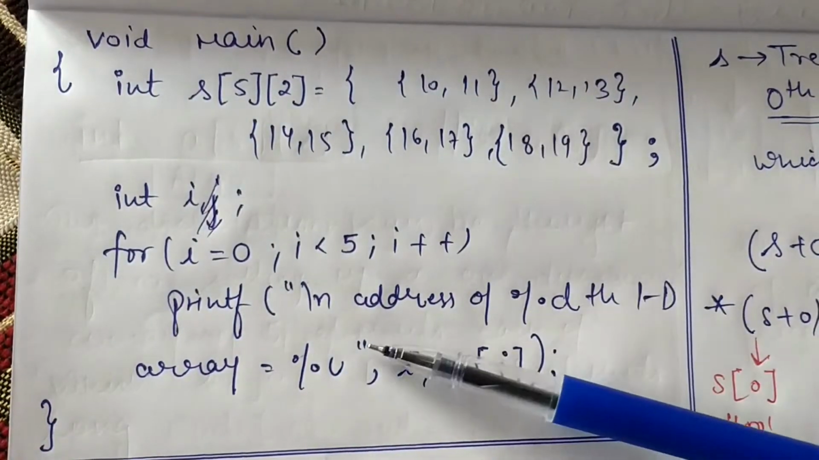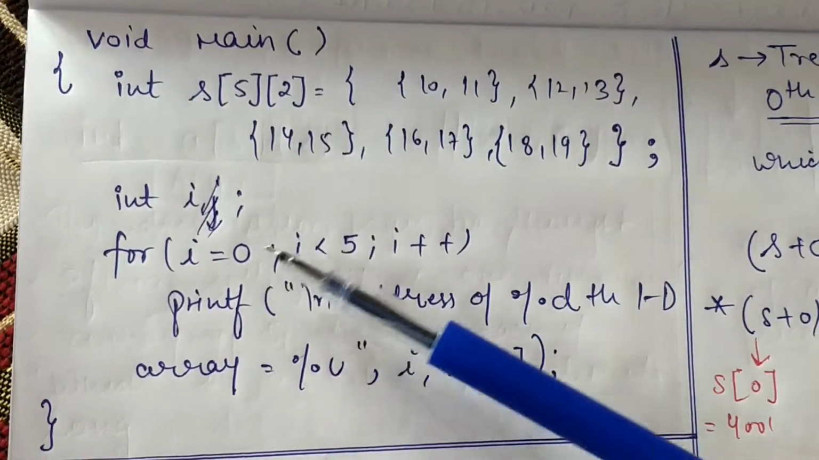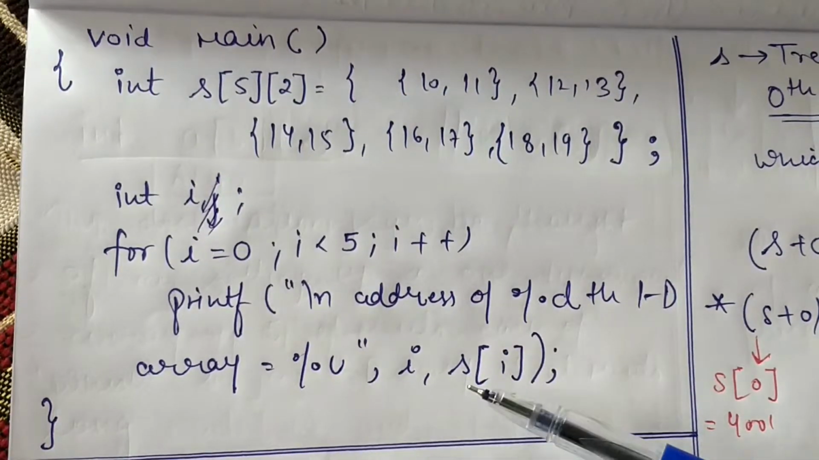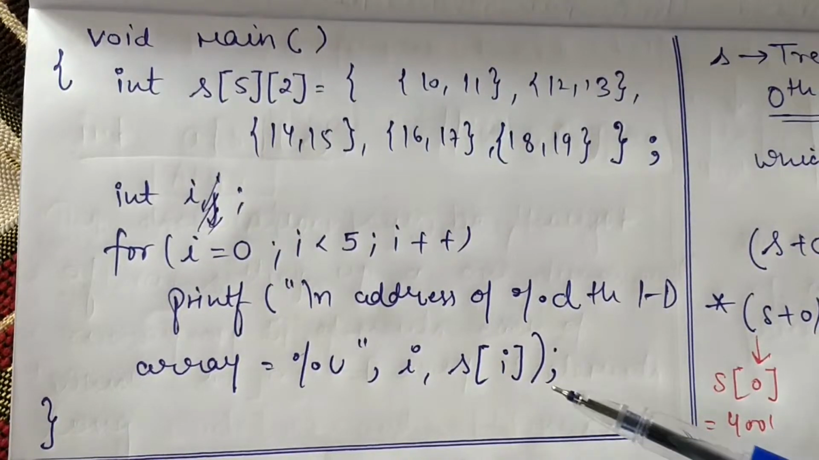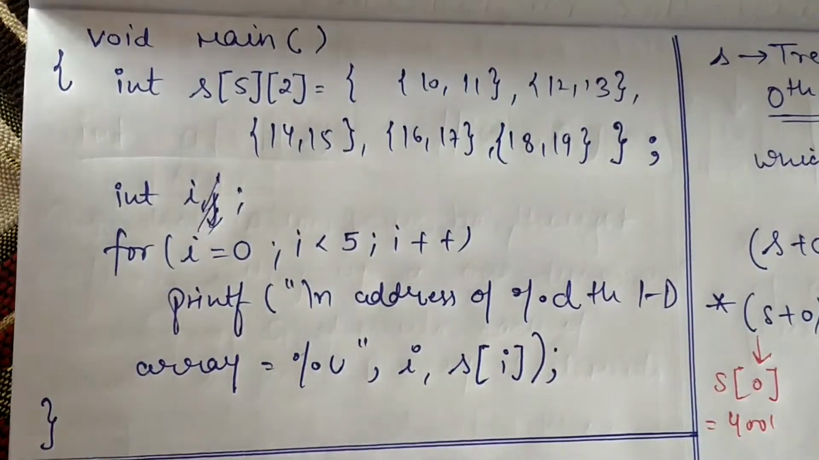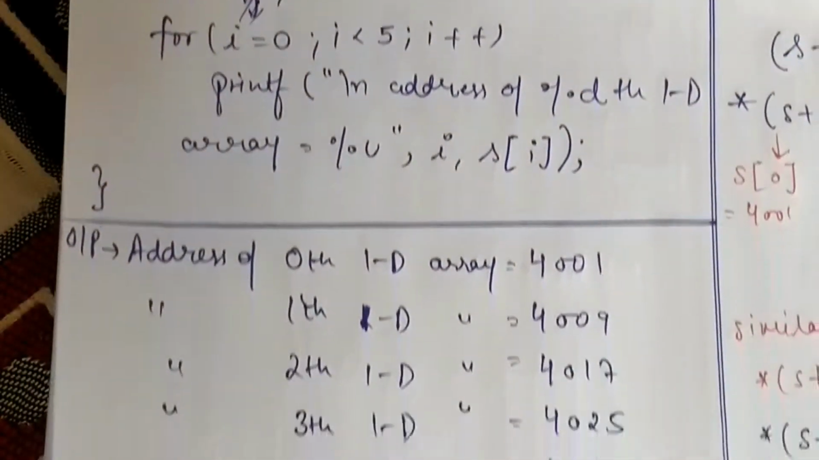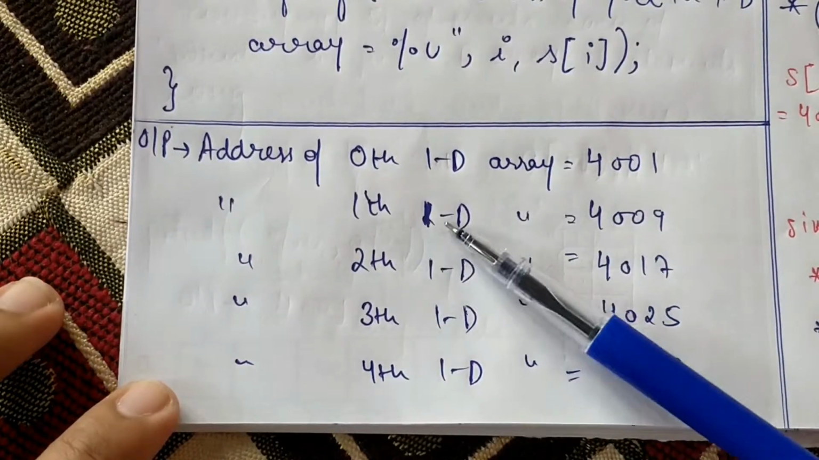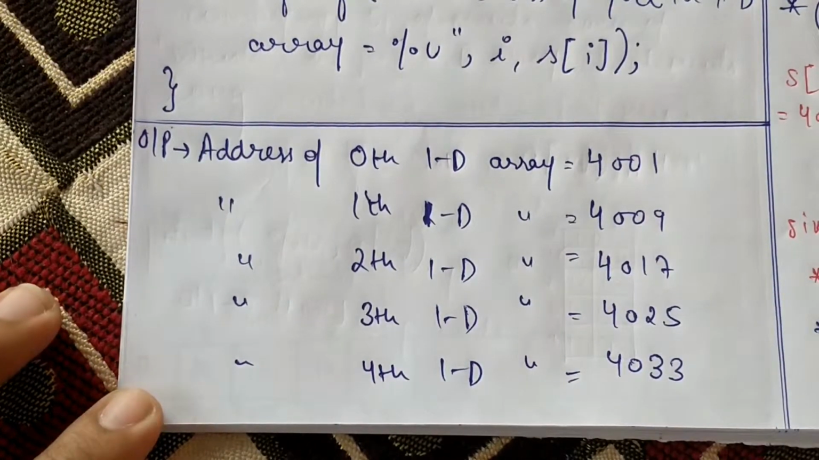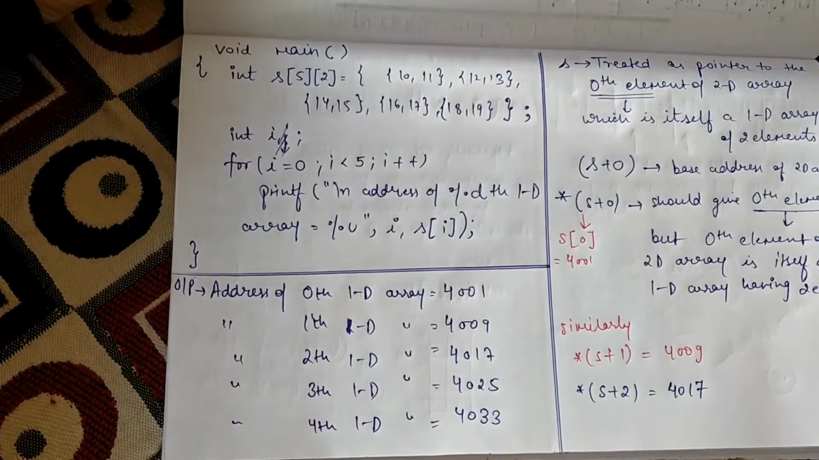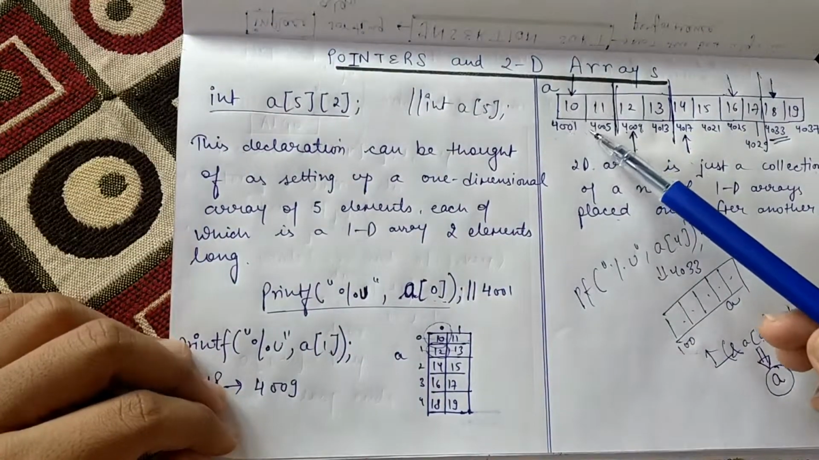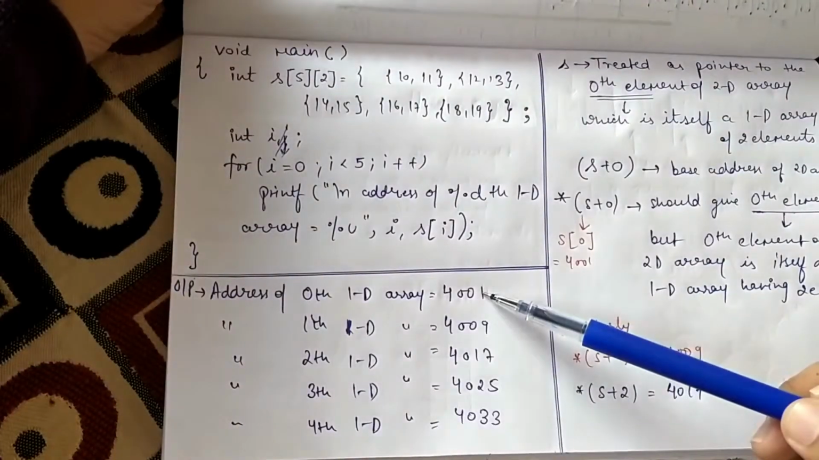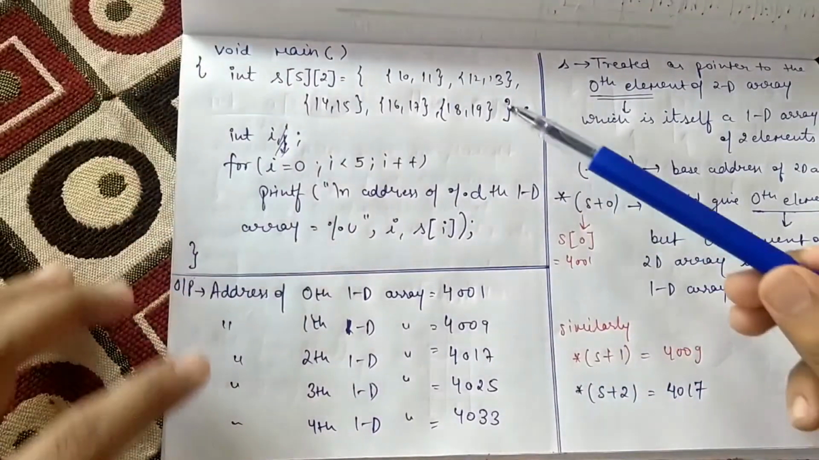So what we are doing is, we have 5 one-dimensional arrays. So I am running a loop from 0 to 5, and simply printing the address of the one-dimensional arrays. I am saying s of i. s of i will print the addresses, the things which I have already discussed. From that diagram, the output will be something like this. We'll say the address of the 0th 1D array is 4001, the first 1D array is this, and so on, according to our diagram. Our diagram was this: first 1D array was 4001, second was 4009, then 4017, and so on. So this was a simple program.